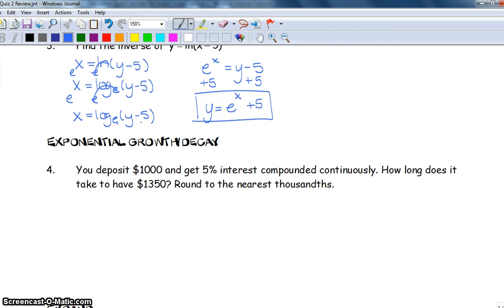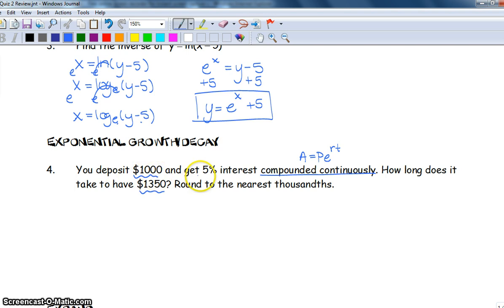Then we're still using those exponential growth and decay problems from the very beginning of the chapter. You deposit $1,000 and you get 5% interest compounded continuously. And the fact that we're compounding continuously means that we're going to use our PERT equation. So A equals your principal times e raised to the rate times the time. How long does it take to have $1,350 in the account?